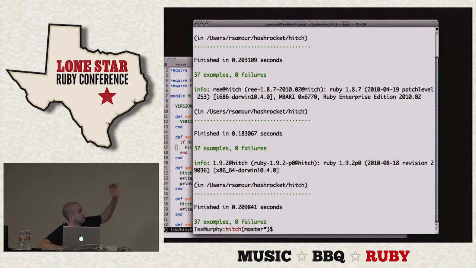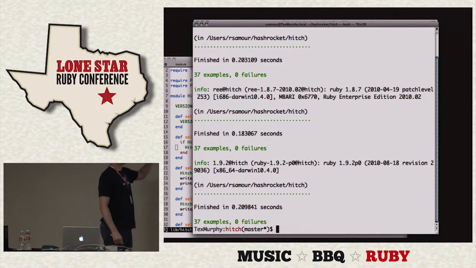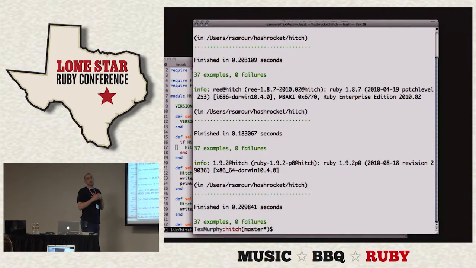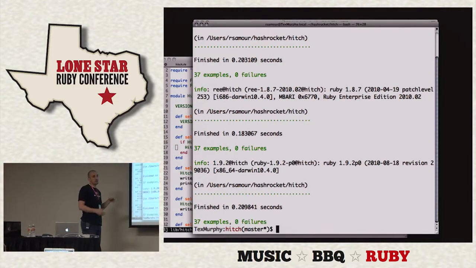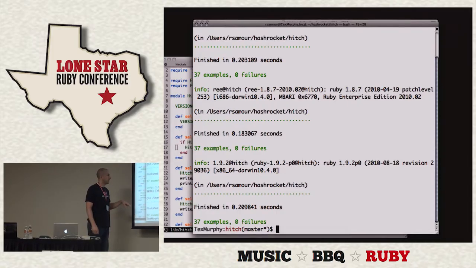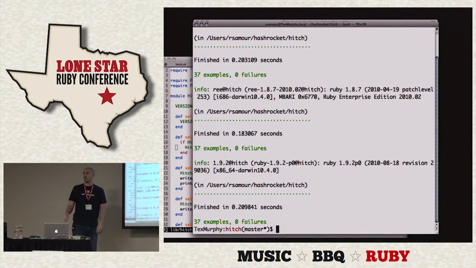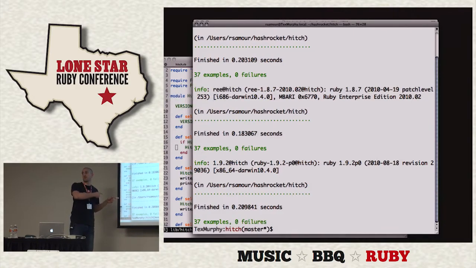And that, my friends, is the power of gem sets and being able to isolate all your stuff and run your library and all your tests against different versions of Ruby. Cool. Any questions? Did you have to install the different gems and the different VMs? Yes, I'm about to show you how I got to this point right now. So if anybody else doesn't have any more questions, I'm going to jump right into that.